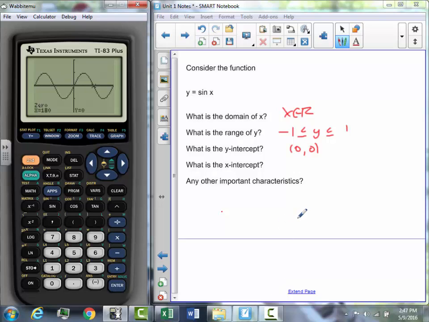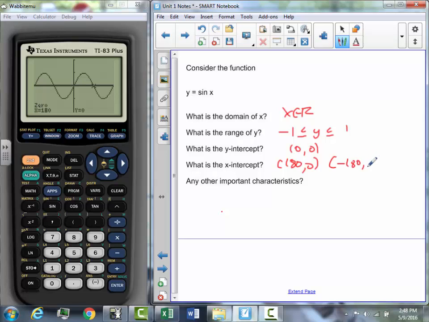Okay, so it looks like it's at 180 degrees. I'm in degrees still, by the way. I don't know if someone else is in radians. But it looks like one of my x-intercepts is at 180 and 0. I got -180. Okay, -180 would also work. And then 0 and 0 is another one. But it looks like there's another one that's showing up right about there too, right? So I just want to find that one as well.